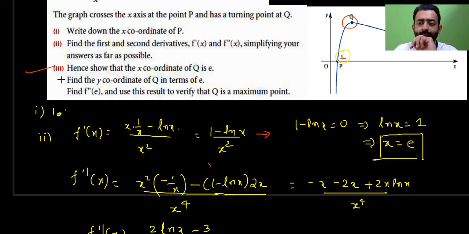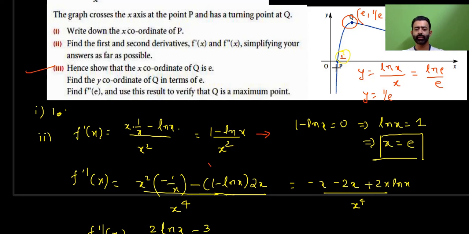So hence we have proved that the x coordinate of point Q is e in the third part. Then it says find the y coordinate of Q in terms of e. So putting x equal to e back into the equation of the curve, as my function was ln x upon x, it is just ln e upon e. So ln e is just 1, so the y coordinate is 1 upon e. So basically my point Q is e comma 1 upon e. We have to find out the value of the double dash derivative at point e.